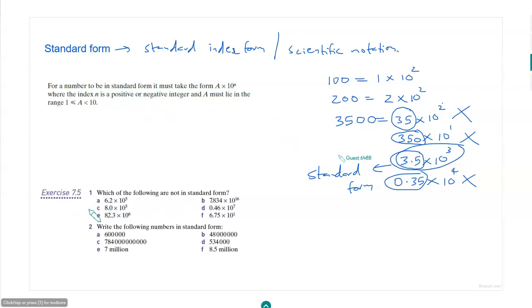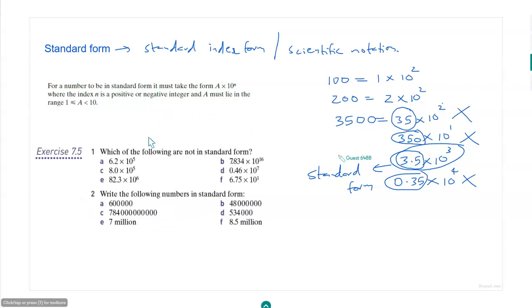Now let's look at some examples. Which of the following are not in standard form? F is not in standard form. Are you sure? For it to be in standard form, it should be a into 10 to the power n. So all of this is a into 10 to the power of n only. But a should be between 1 and 10. That is the condition. So this is fine, right? Yes. D is not fine because it's less than 1, right?